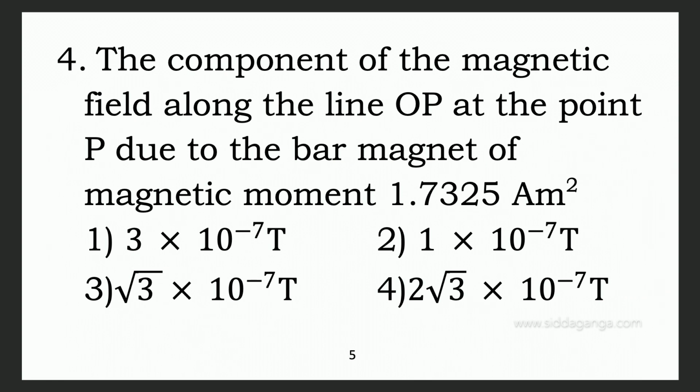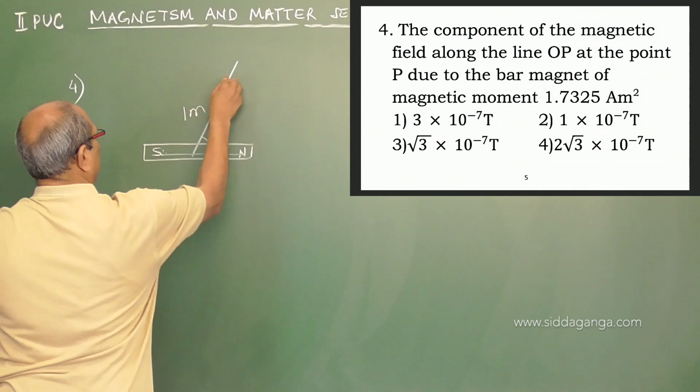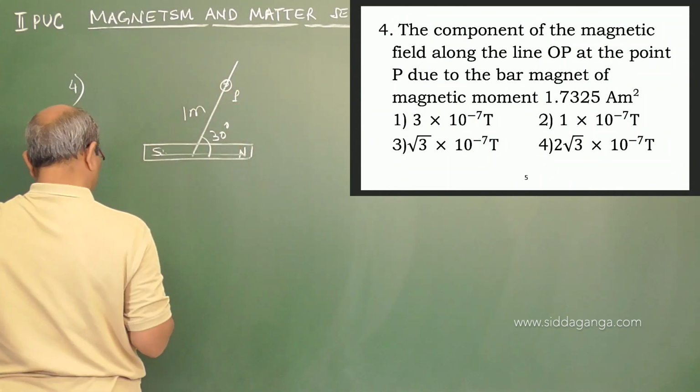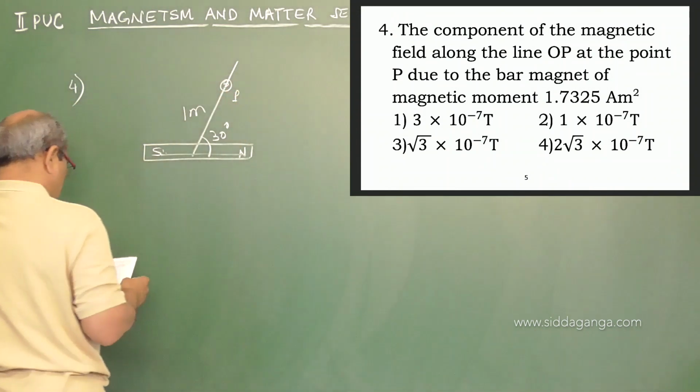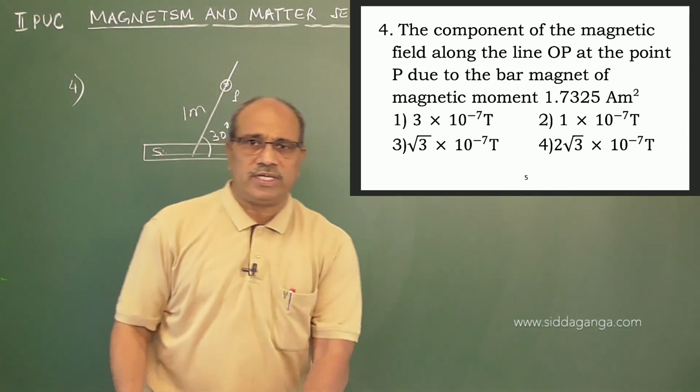So question number 4, for this, again the figure is in the previous unit. The figure is like this. North and south, the angle with respect to this is 30 degrees, and the distance is 1 meter. So the question we have to see with respect to that.